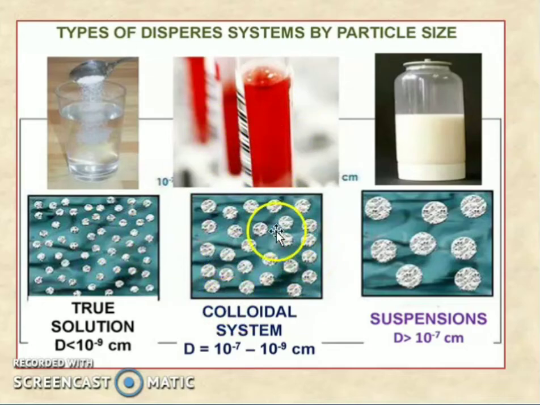So here it is a colloidal system. The diameter is 10 to the power minus 7 to 10 to the power minus 9 centimeter. And this is a suspension, which you can see is very big, so the diameter is greater than 10 to the power minus 7 centimeter. So these are examples of a true solution, colloidal solution and suspension.